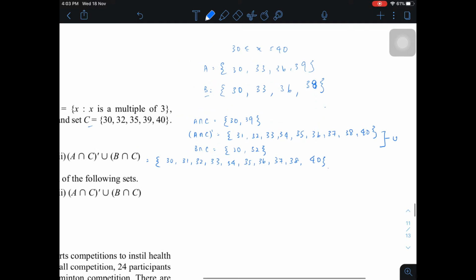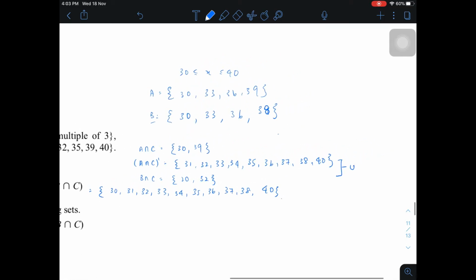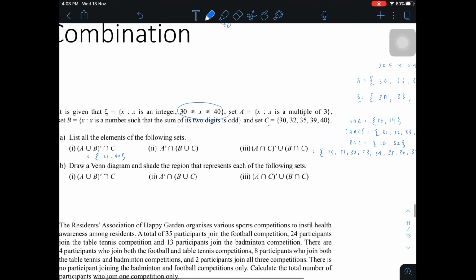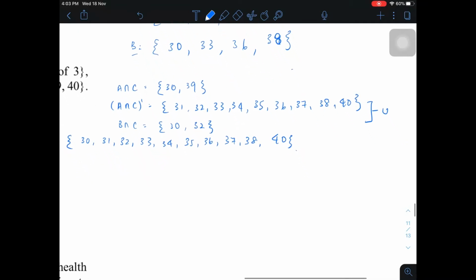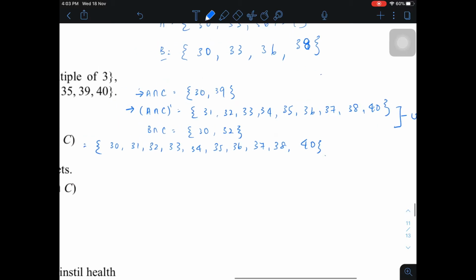You might think that that's the order number, but do take note that in this list 39 is not here. So yeah, it's good to be careful to start from the simplest one, like A intersects C, and then what is the complements of A intersects C, and then we'll go from there.